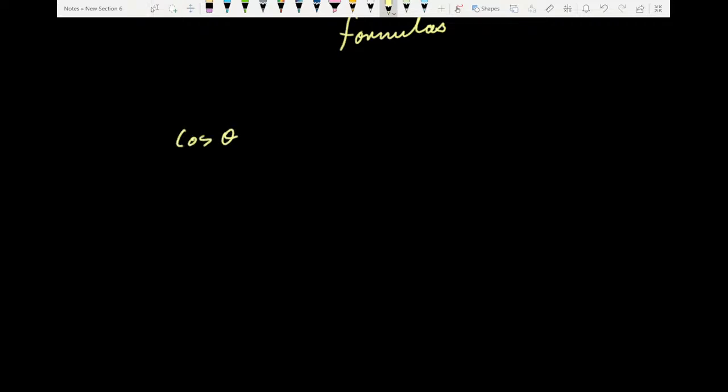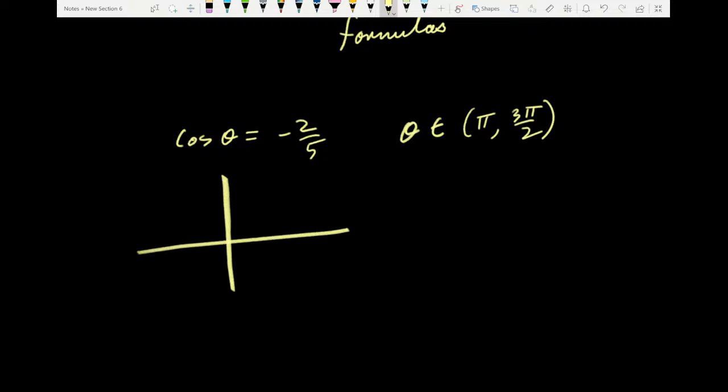Given cosine of theta is -2/5, and theta is between pi and 3π/2. So we have to ask ourselves, what quadrant are we looking at? It's in the third quadrant. Cosine of theta is adjacent over hypotenuse, and this is going to be negative because the x-axis is negative.